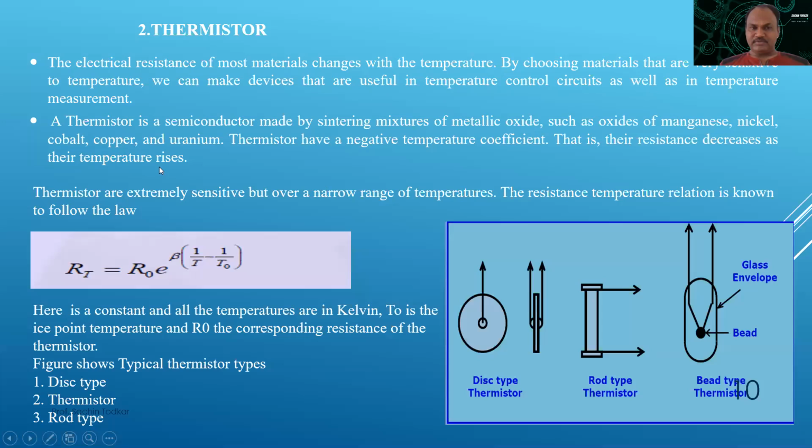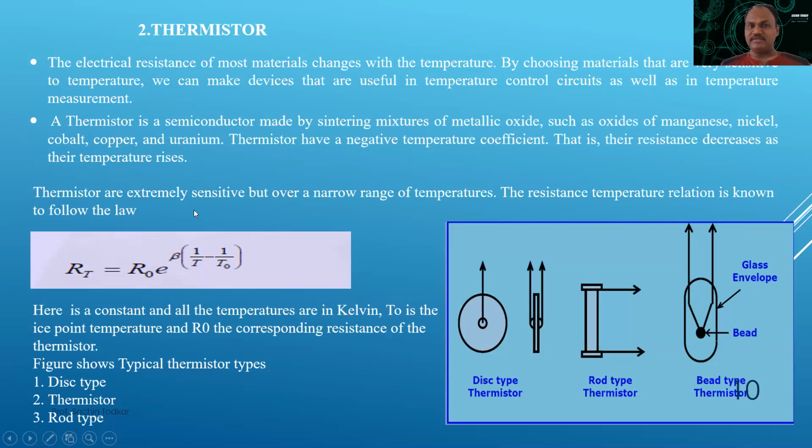Okay, a thermistor is a semiconductor. It is a sintered mixture of metallic oxides. So these are disk type, rod type, or bit type thermistors that have been employed. It may be a sintered metallic oxide mixture, such as oxides of cobalt, copper, and uranium. Thermistors have a negative temperature coefficient. That is, the resistance decreases as their temperature rises.